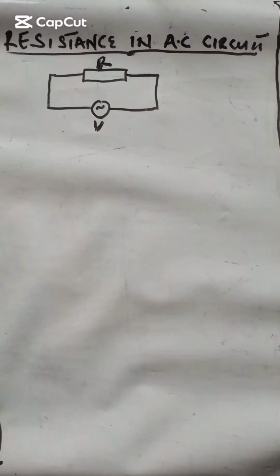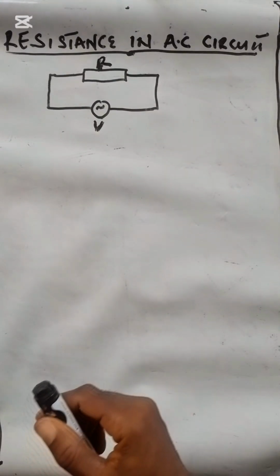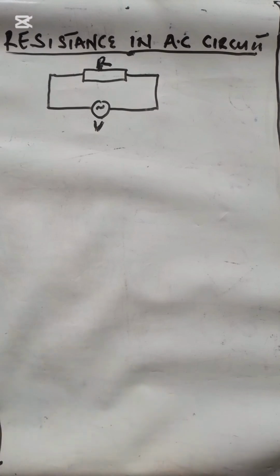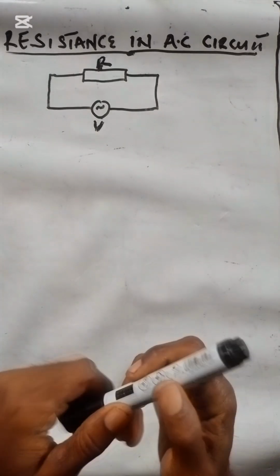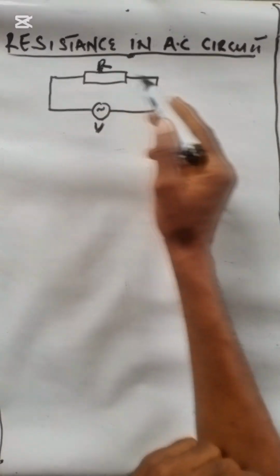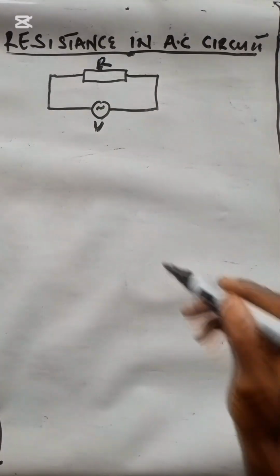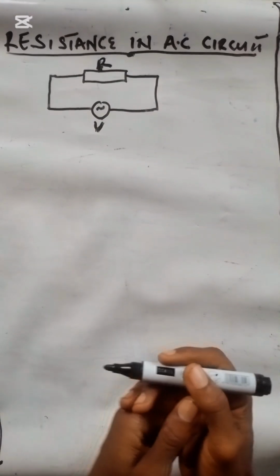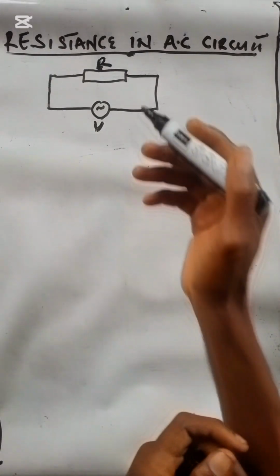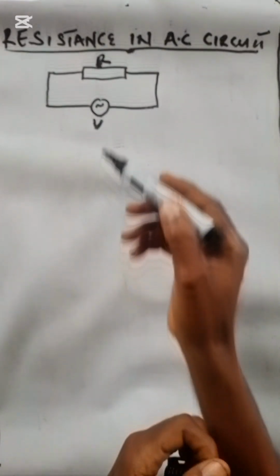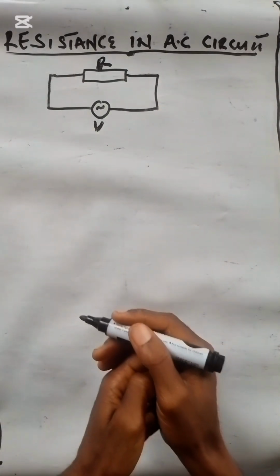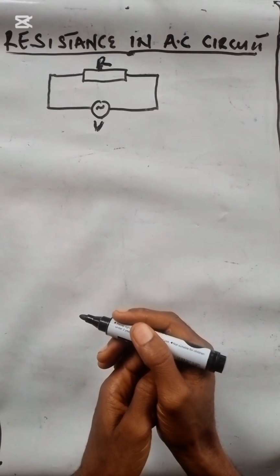Good day, class. So let's continue our lesson, part 2 on AC circuits. Today we want to look at resistance in AC circuits. When you have a resistor connected in series with an AC source as shown above, the voltage and the current in the resistor are in phase.